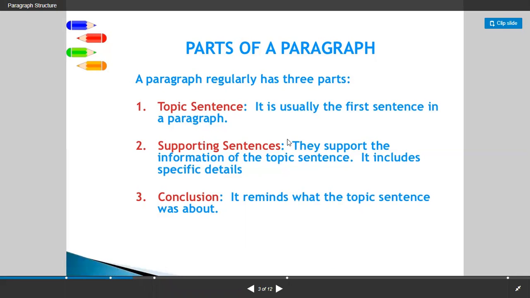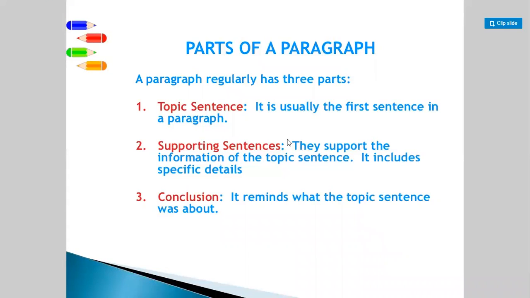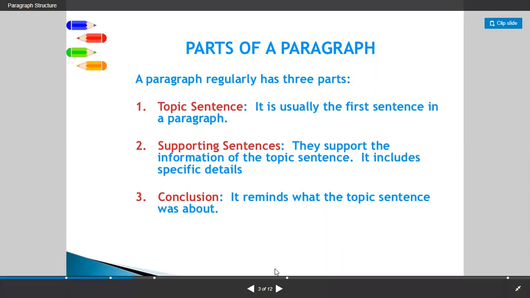Then come the supporting sentences. These supporting sentences support the information in your topic sentence. In them, you include specific details, justifications and examples of the things which you mentioned in the topic sentence. Finally, when you have finished with the supporting evidence, you give a small conclusion, which only reminds your reader about the topic of your paragraph. Let's look at some more things about paragraph writing.